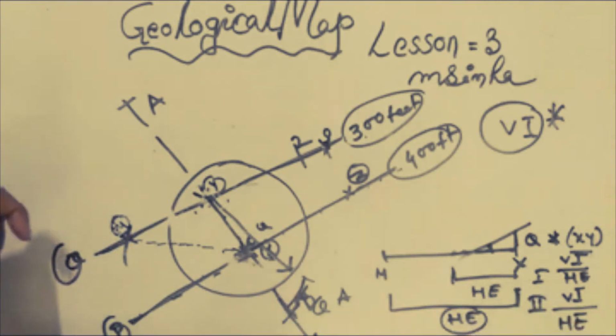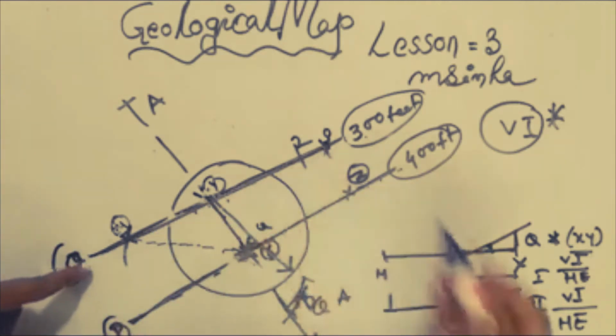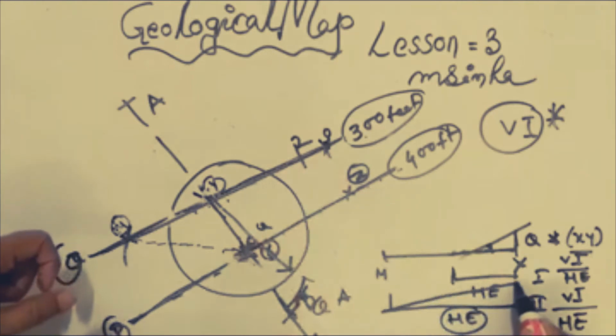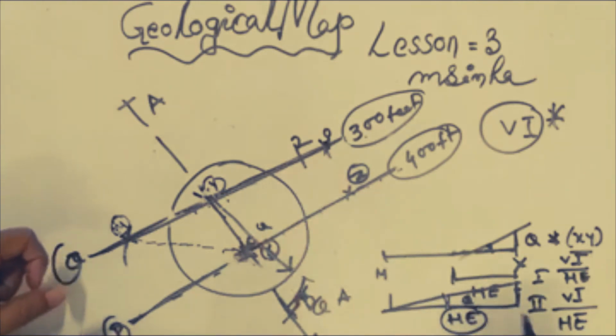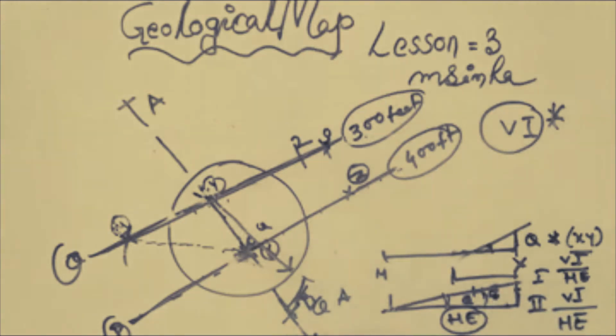Then this is the height of X, and M lies at 300 feet. Then you have to prepare this angle with the help of a protector, and you can put the zero line here and you can measure the angle. Okay, let's clear what is the basic difference between the true dip and apparent dip.